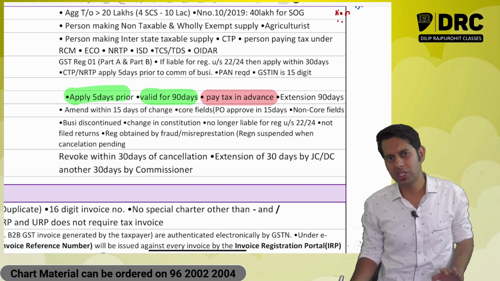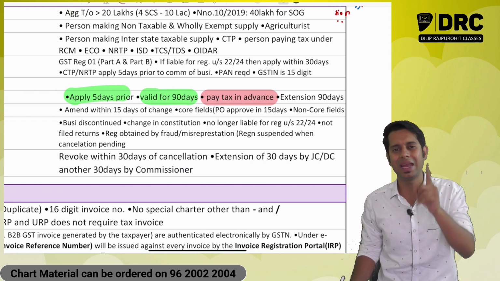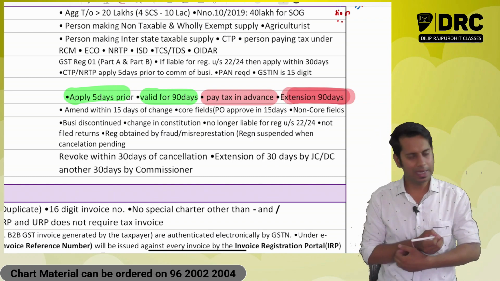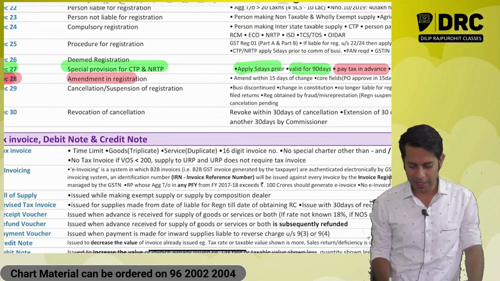Sir, can I do the extension? Can a casual taxable person and non-resident taxable person extend his registration? Yes, he can extend the registration only once. He can extend it to a maximum period of 90 days. Then section 28 talks about amendment in registration.